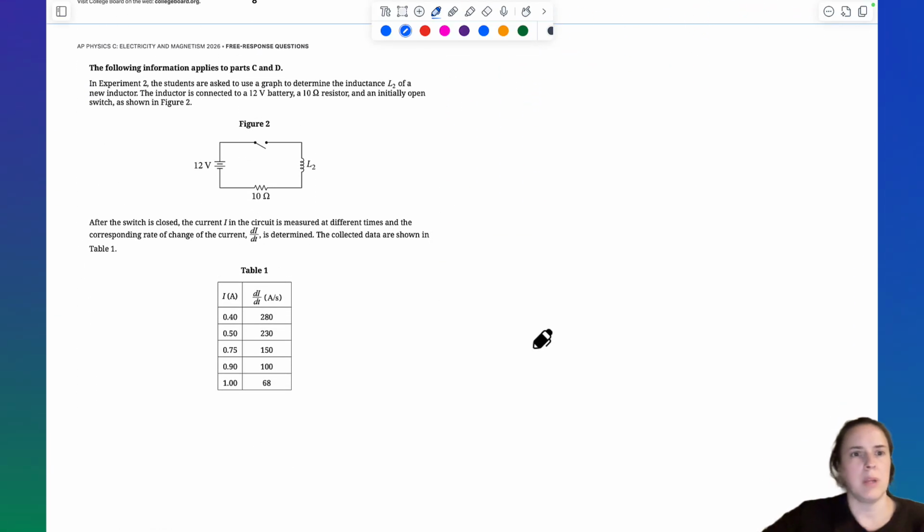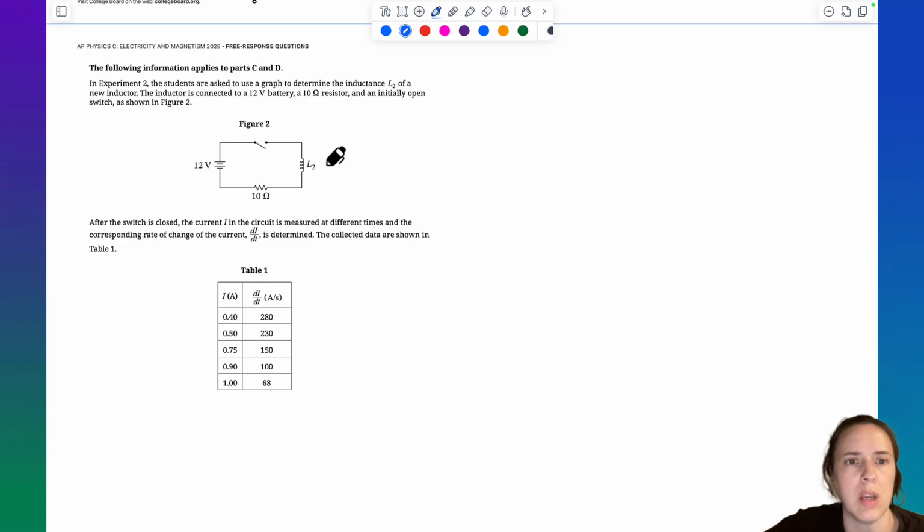Okay, so in experiment number 2, we are asked to use a graph to determine the inductance L2 of a new inductor. This time we're connected to a 12-volt battery, a 10-ohm resistor, and an initially open switch as shown in figure 2. After the switch is closed, the current in the circuit is measured at different times, and the corresponding rate of change of the current di dt is determined. The collected data are shown in the table. Curious. Okay, so we have the current and we have di dt.